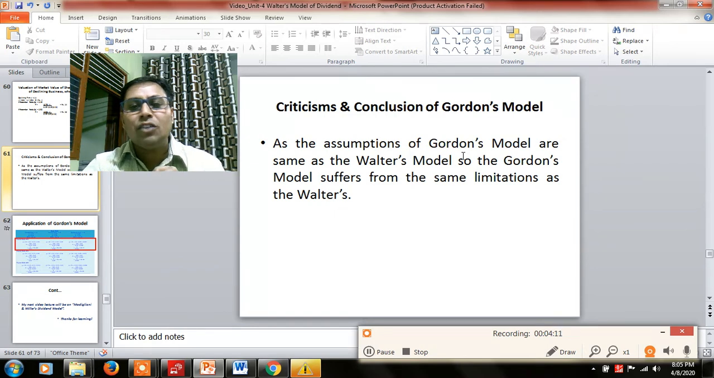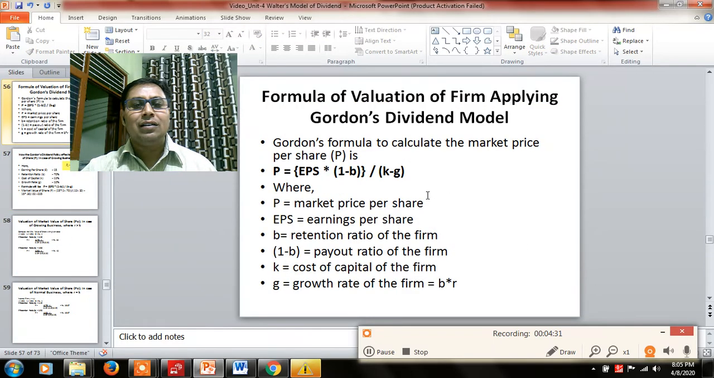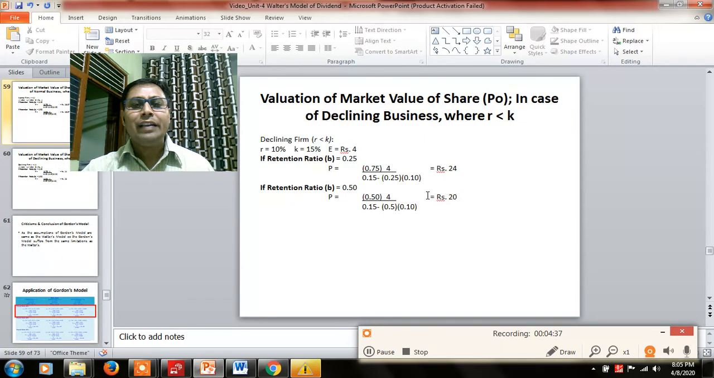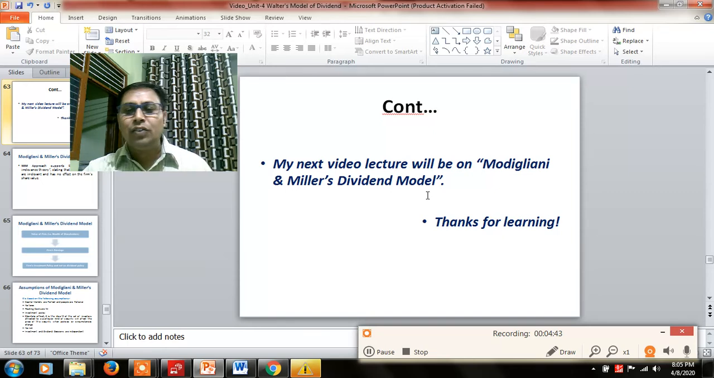So we can say with confidence that Gordon's model suffers from the same limitations as Walter's. The Walter model has suffered from different kinds of criticism because of its assumptions: it has no external financing, there are no taxes, and everything is constant, like the return and the cost of capital.